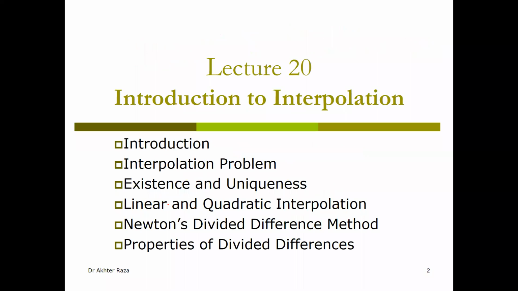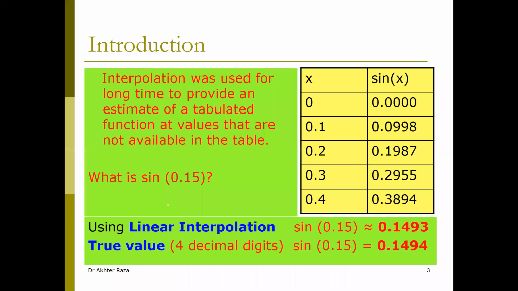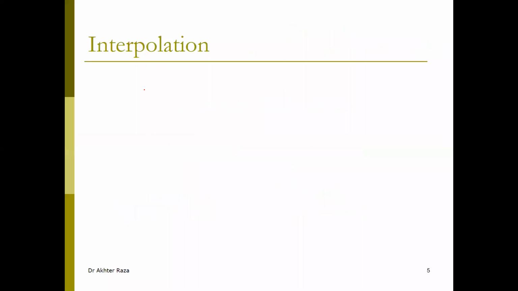Interpolation and extrapolation can be divided into two types. One of them is called equal spaced argument interpolation, equal spaced arguments. The other is unequal spaced argument.